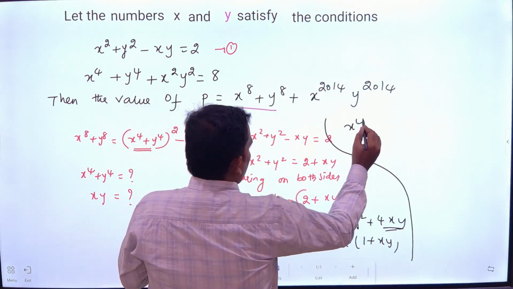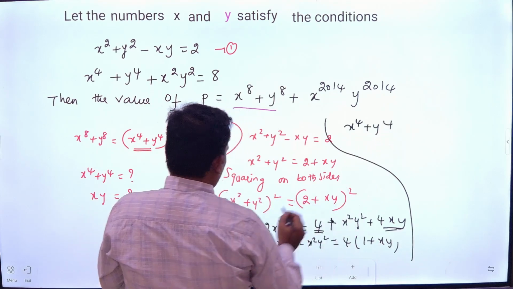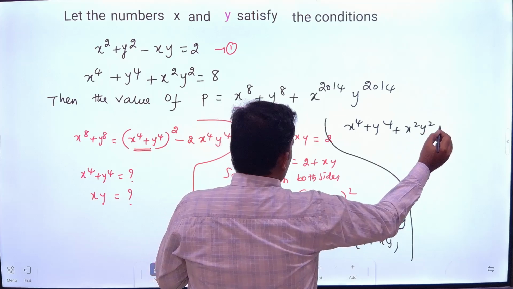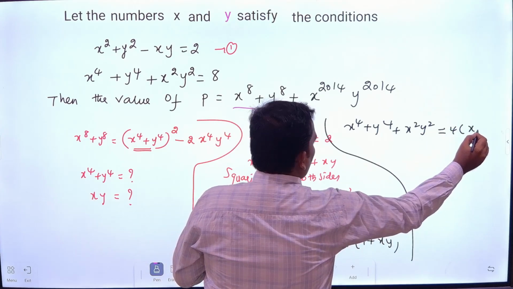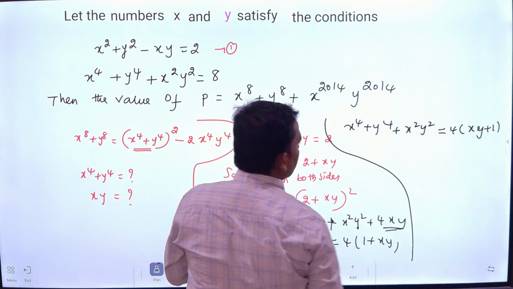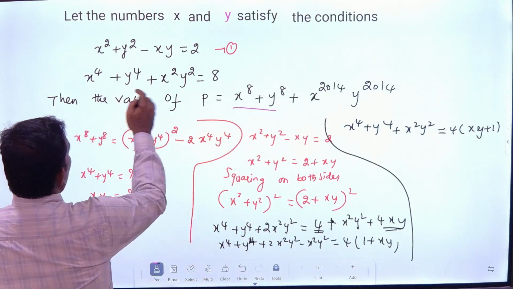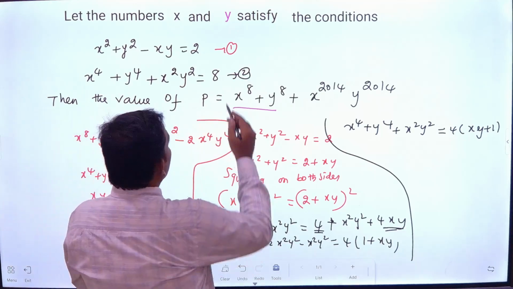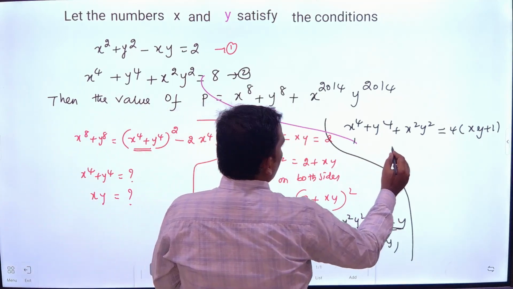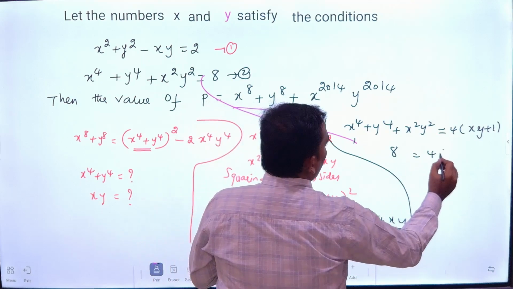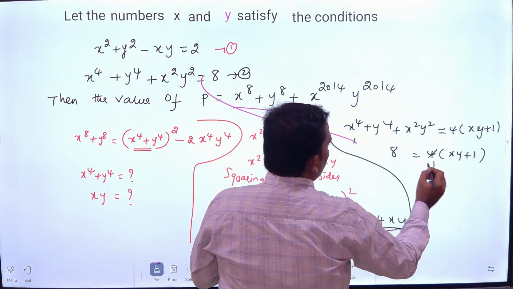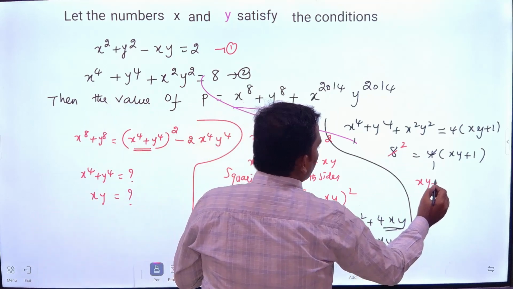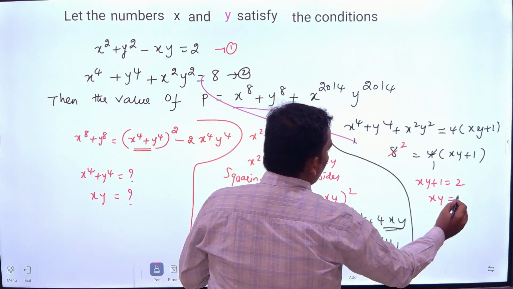Okay, fine. Then what will we get here? x power 4 plus y power 4 plus x square y square is equal to 4 into xy plus 1, right? But you know that x power 4 plus y power 4 plus x square y square is already given as 8. Now you can substitute this one here: 8 is equal to 4 into xy plus 1. So 2 is equal to xy plus 1, so xy is equal to 1.